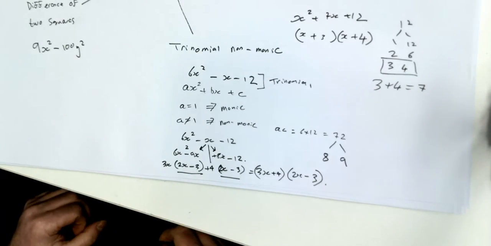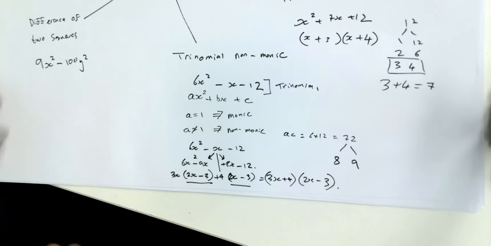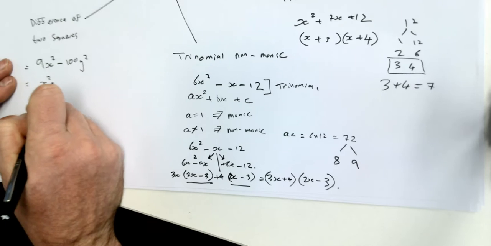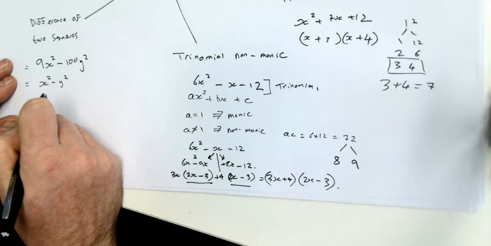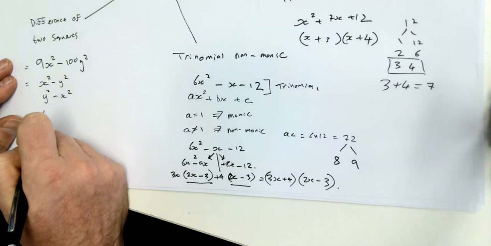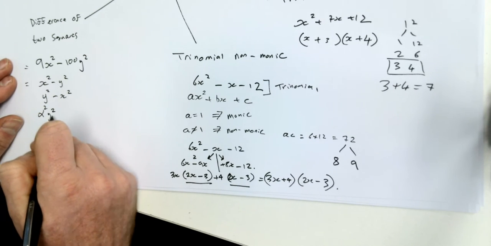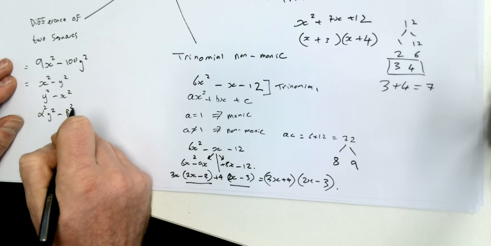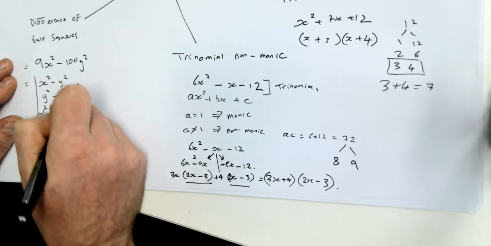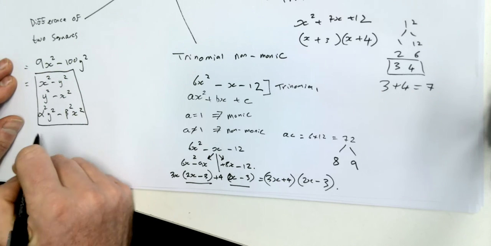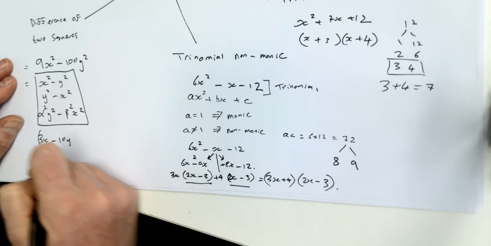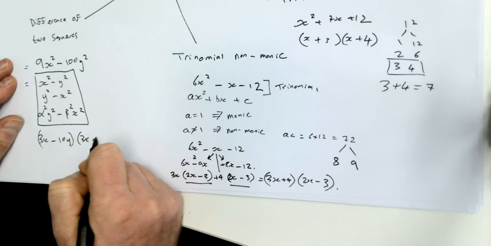Okay, the difference of two squares, a little bit more straightforward. Difference of two squares always follow x squared minus y squared, or y squared minus x squared. We can also insert numbers here as long as they're squares. So if we factorize this, we're going to get 3x minus 10y and 3x plus 10y.